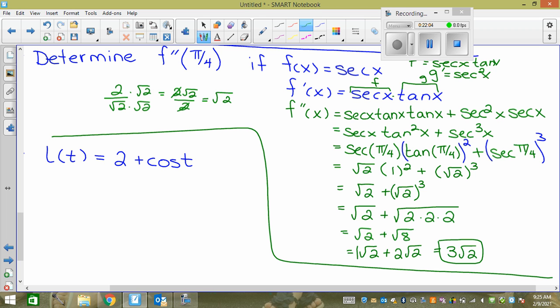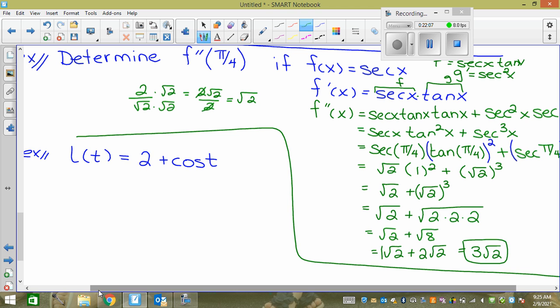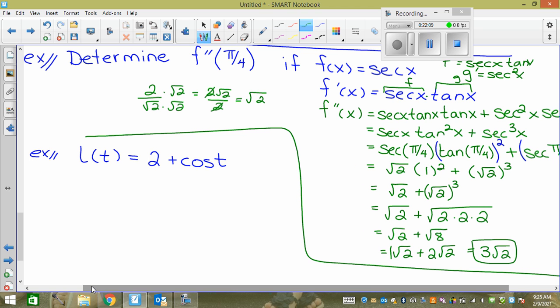This example here is a word problem. I just wrote down, that's an L. So L of t equals 2 plus cos t. I'm going to explain it to you. It says, an object hangs on a spring. So there's a spring on the roof, there's an object hanging on it, and the object bounces down and up and down and up, right? Because it has some weight. So it'll bounce up, then it'll go down, then it'll go back up, down.